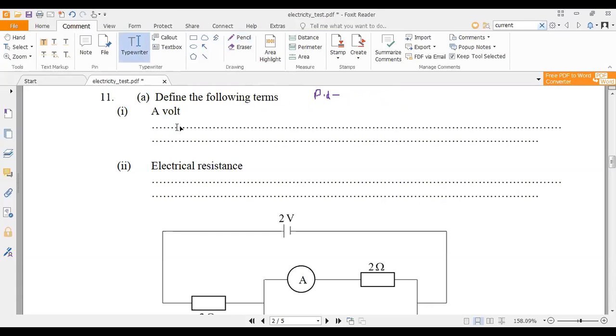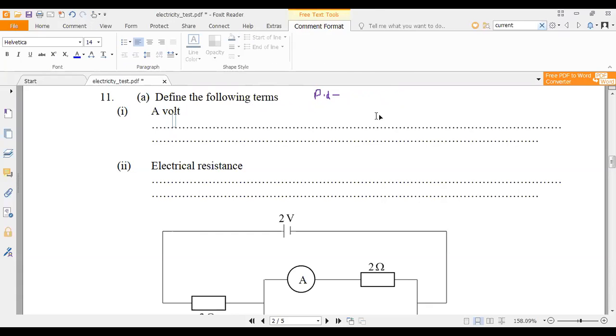So when defining a volt, since it is a measure of potential difference, we define it as a potential difference, because of course it measures potential difference. So in the definition, we have to show that it is a potential difference. But where is it? It is between 2 points.